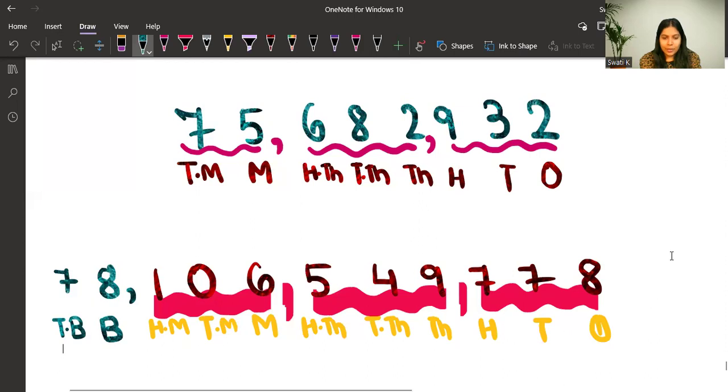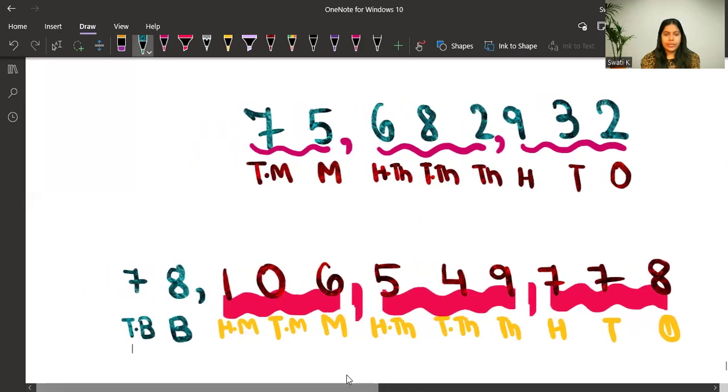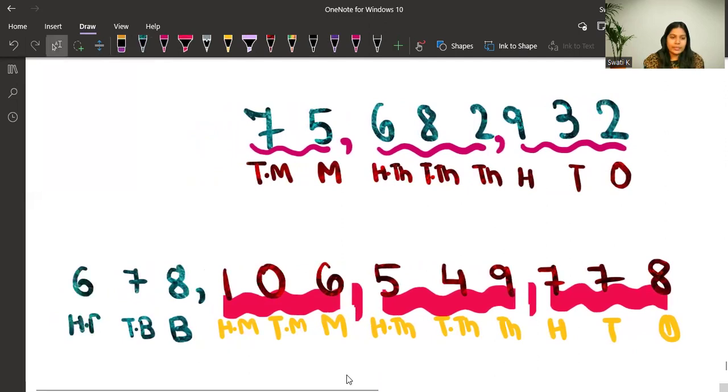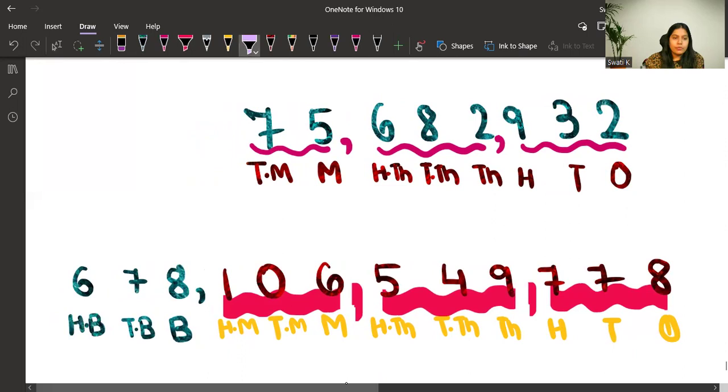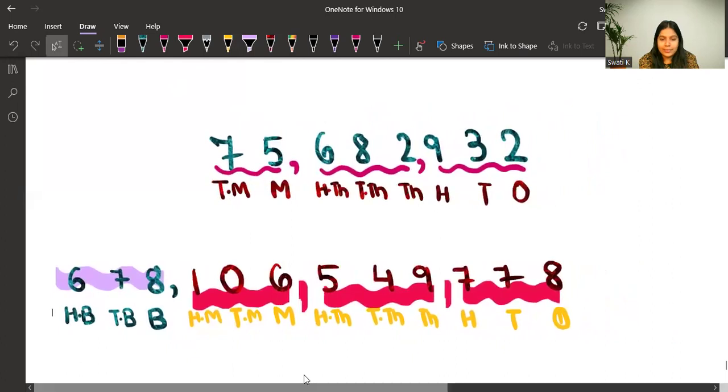106,549,778. Now, if I add another digit here, clearly you can notice that this will now become 100 billion. So how will you read this now? You will read this as 678 billion 106,549,778. Now the question comes, what will come before this 100 billion, right?